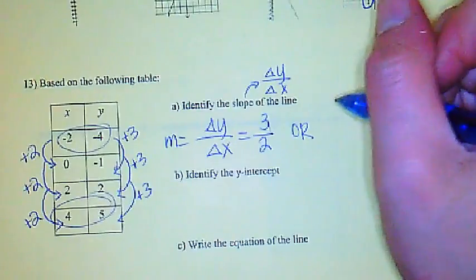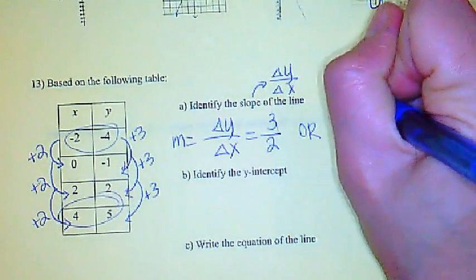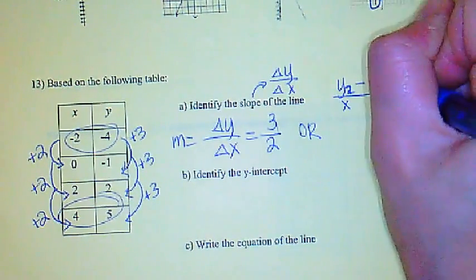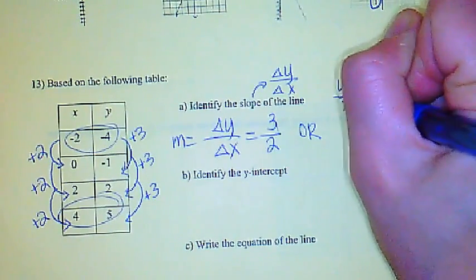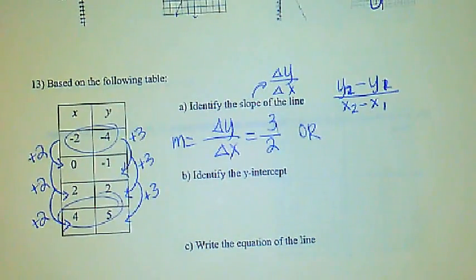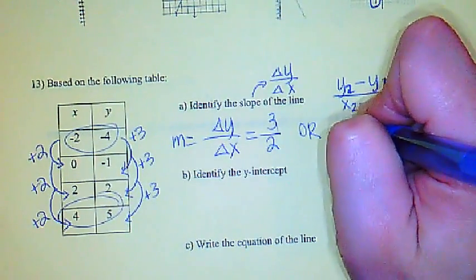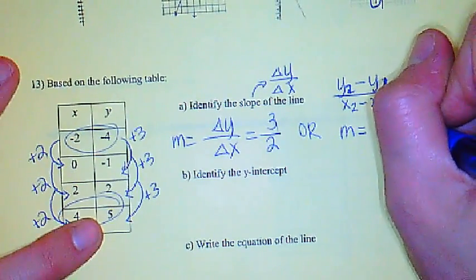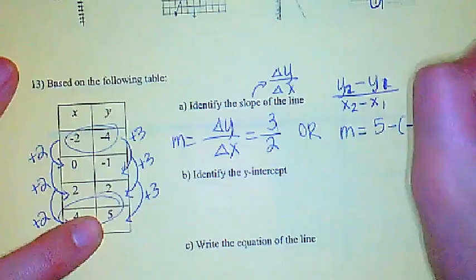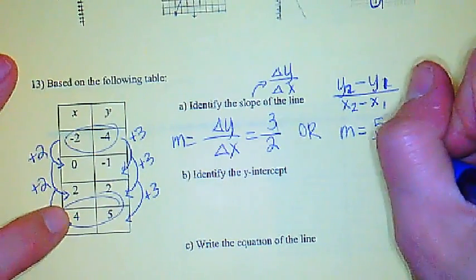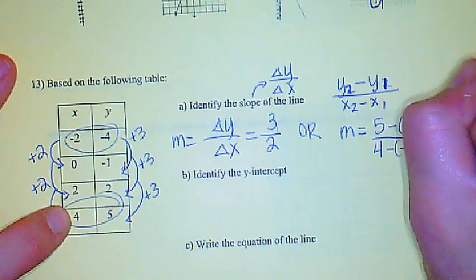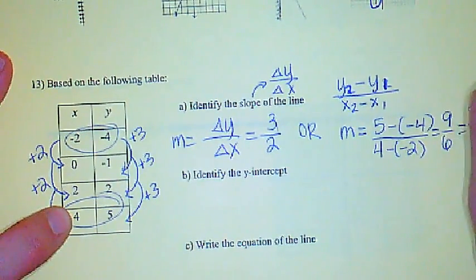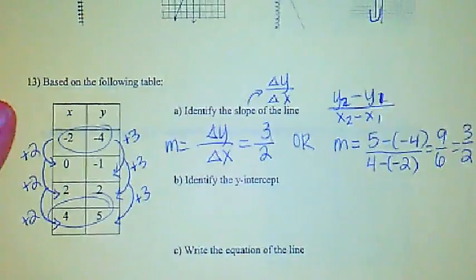The other thing you could do is you can pick 2 points, if you'd like, and put them into this slope formula. So remember, y2 minus y1 all over x2 minus x1. All right, so if you're going to do that, then m is equal to, so we do 5 minus negative 4 all over 4 minus negative 2. So I'd get positive 9 over 6, which simplifies to 3 over 2. Okay, so either way you would get 3 over 2.